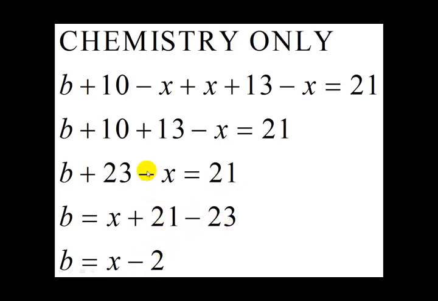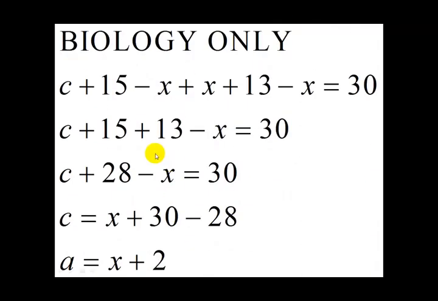And minus x on the left also becomes x on the right. So we have b equals x minus 2. That means that the number of students who study only chemistry is x minus 2. So biology only, we have c plus 15 minus x plus 13 minus x equals 30. So minus x plus x is 0. Now we have 15 plus 13. And 15 plus 13 will give us 28.